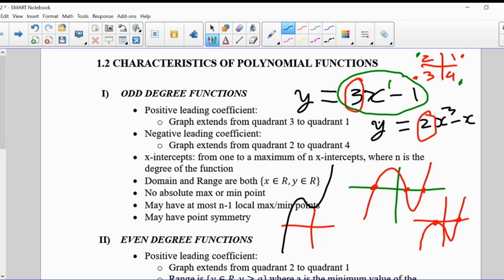We're going to get to the even degree functions in a while, Noah. Kayla is asking, can you please give the definition of an odd degree function again?